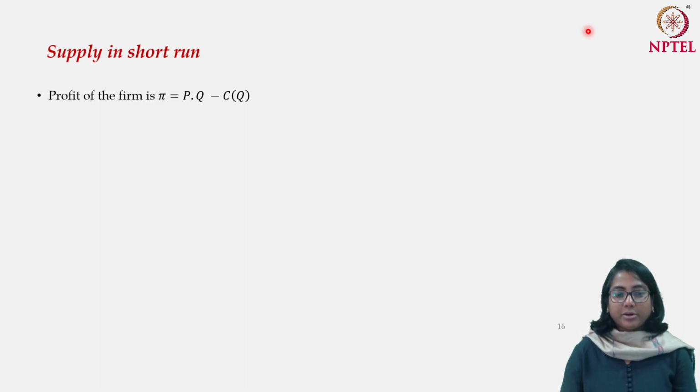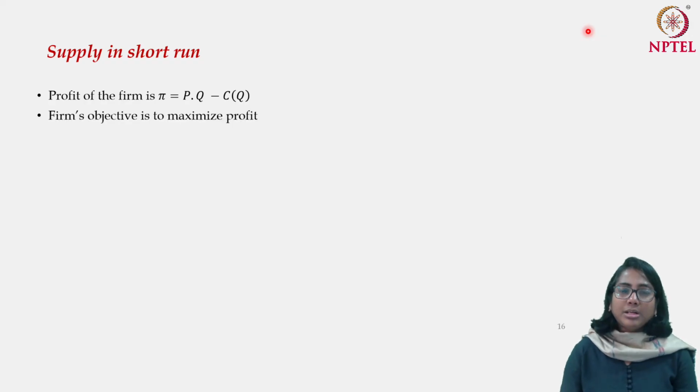You can think about electricity. So P is the wholesale price of electricity, and Q is the amount or units of electricity produced by the power plant, minus C(Q). C(Q) is the cost of producing the electricity. So what does the firm want? The firm's objective is to maximize the profit, that is, to maximize pi with respect to the decision variable, which is Q. So the firm is going to choose a particular quantity which maximizes its profit.